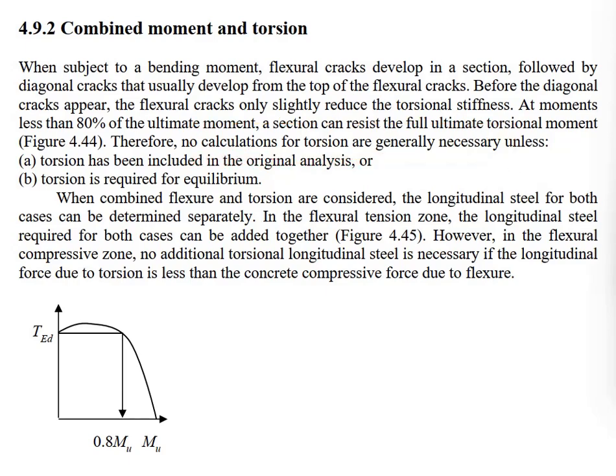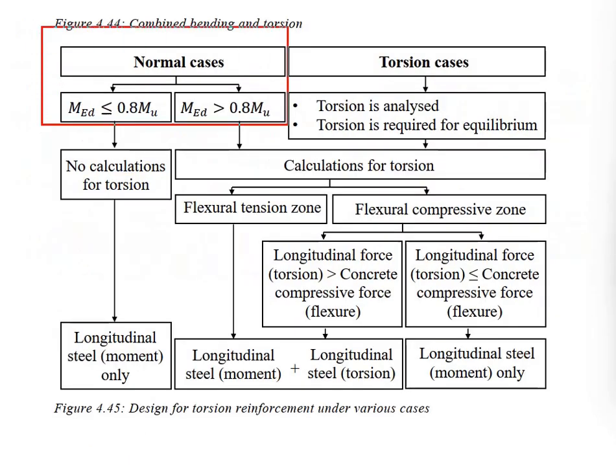There are three circumstances where the calculations for the torsional resistance is required. First, it is when the 80% ultimate moment capacity has been exceeded. Second, it is when the torsion has been included in the original analysis. And third, it is when torsion is required for the equilibrium of the member. These are summarized in the diagram here.